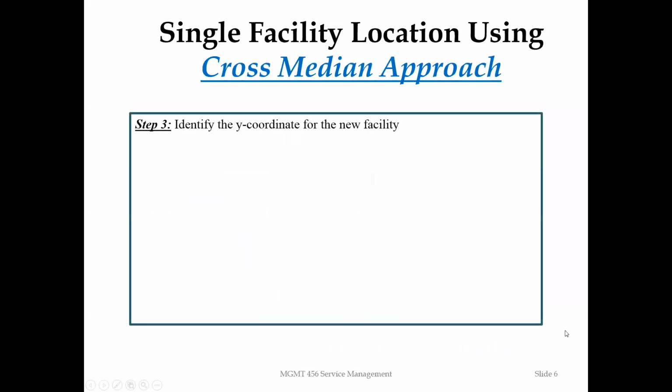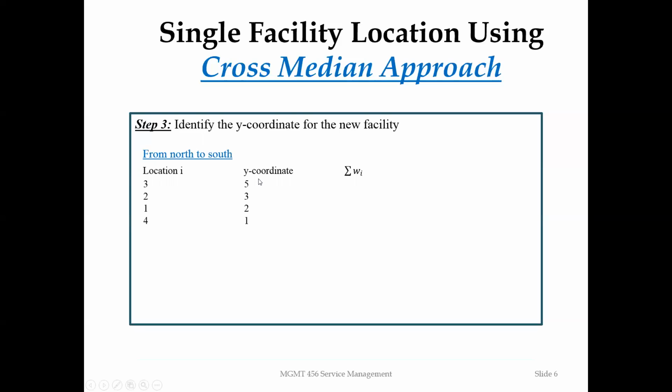Now we go to step 3. Step 3 is about identifying the y coordinate for the new facility. So we're going to do a similar procedure. We're going in 2 different directions. First of all, let's go from north to south. Going from north to south, what is the sequence of all 4 cities? If you recall, the sequence is city 3 first, then city 2, and city 1, and city 4. That's the sequence. If you don't remember, you can go back and look at the map.